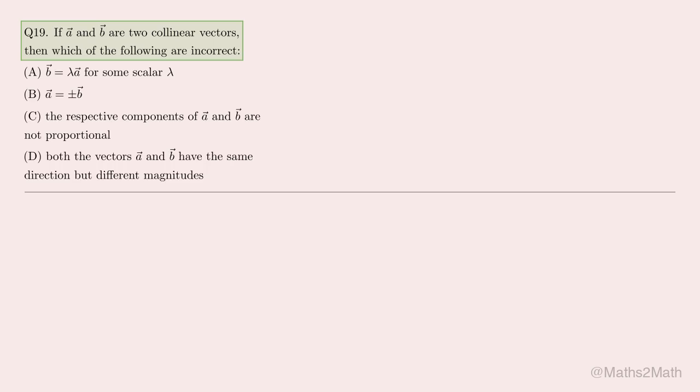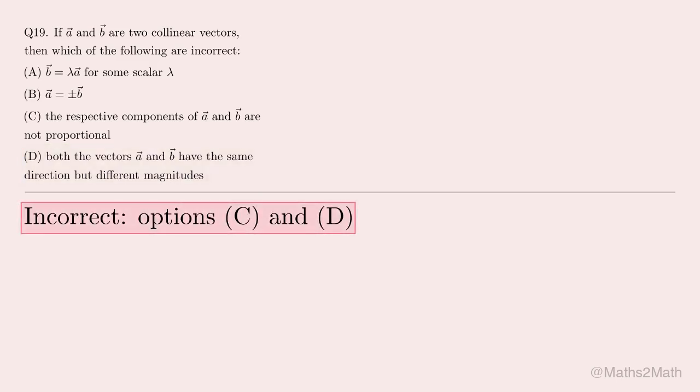Question 19, the last one, multiple choice. What does collinear not imply? Components of collinear vectors are always proportional. Direction need not match. Collinear vectors have proportional components, so C is incorrect. And they may point opposite ways, so D is also incorrect.